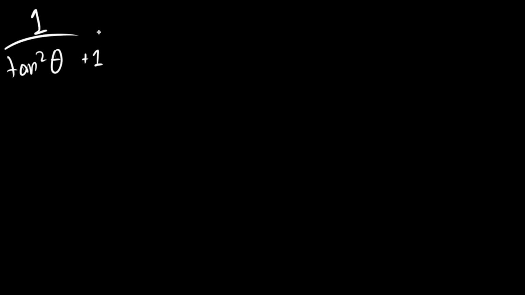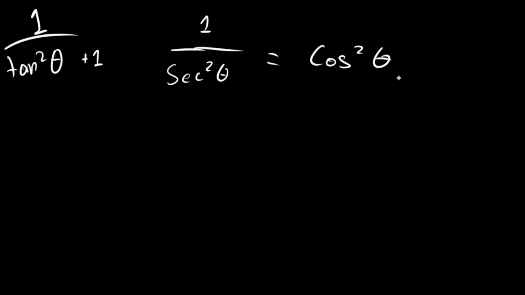Now right here, you should also be seeing that because this is tan squared theta plus 1, you should be noticing a pattern. This is going to be 1 over our secant squared of theta, which is our reciprocal function of cosine, so we can also just rewrite this as cosine squared of theta.